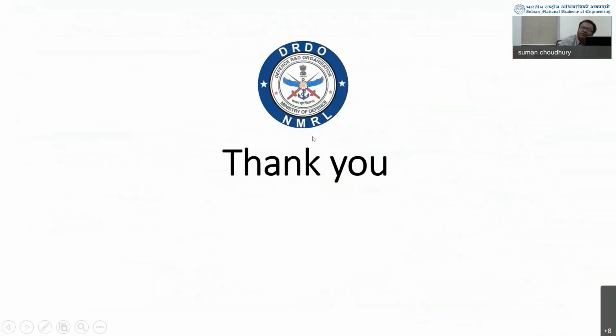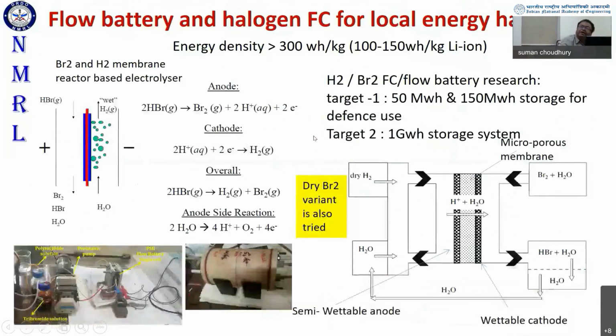Okay, now let us talk about, sorry, I went ahead. Yeah, this is perhaps a very, very useful thing. That is a flow battery. Somebody calls it a flow battery; we call it halogen FC, or whatever it is. So there are two parts. We are not trying to develop a regenerative fuel cell like in the past, it is very difficult.